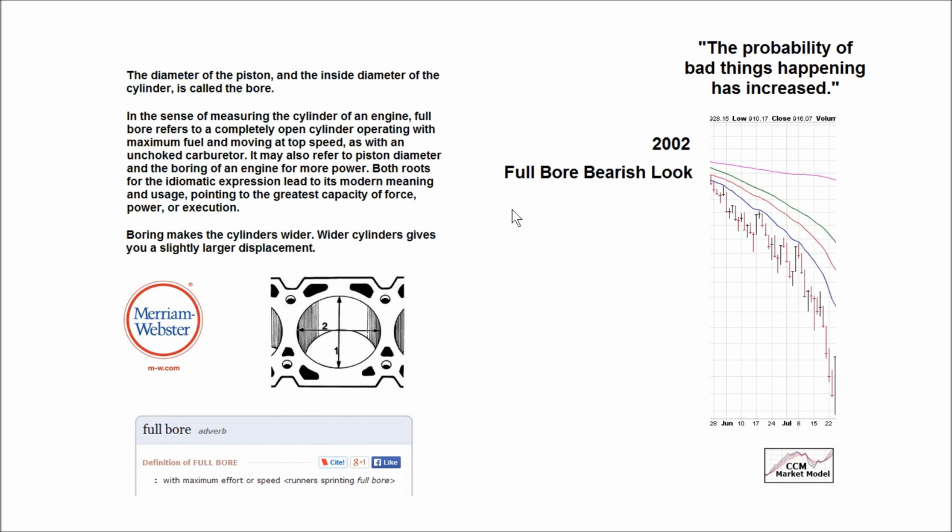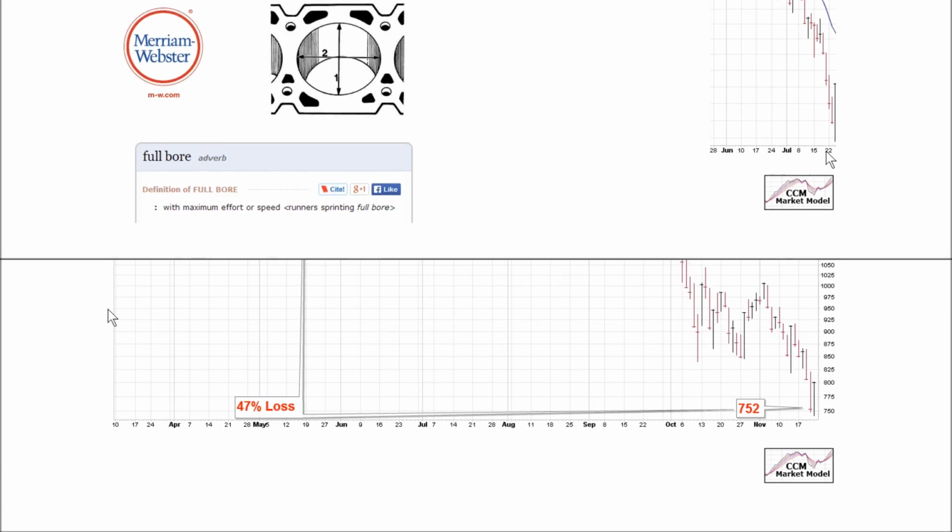And as you might imagine, a full bore bearish look looks nothing like a full bore bullish look. Now we have our fastest moving average, the blue one on the bottom, with the 200-day here. Price, instead of being above them, is now below all of the moving averages, and the slopes of all of them are down, telling us that the probability of bad things happening increases at this point. We can observe the full bore bearish look before these sharp declines in the S&P 500 index.